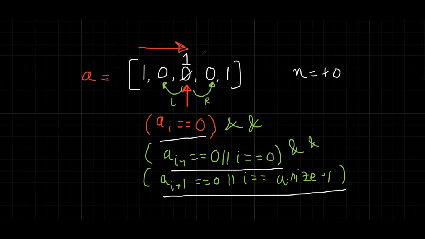And after iterating all of the elements, if currently the value of n is 0, that means we have placed all of the flowers. So in this case, we have to return true. Otherwise, we have to return false. I hope you understood the algorithm. Now let's move on to the code.